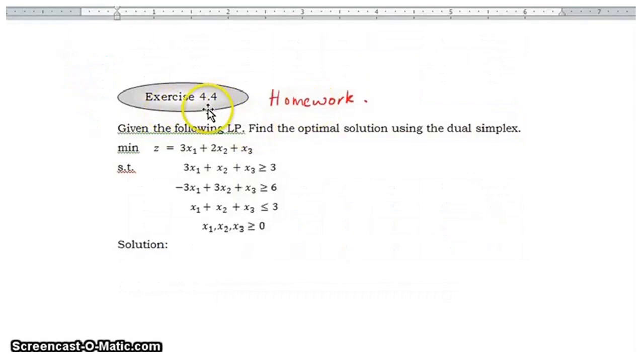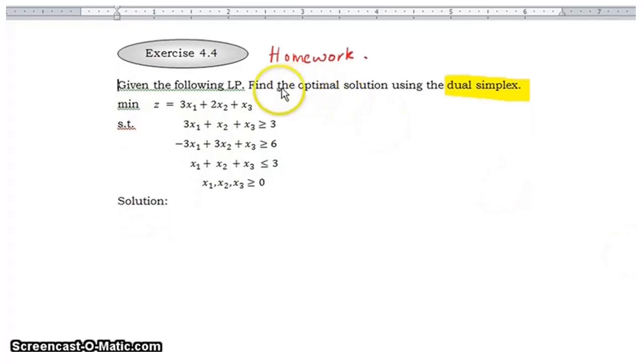Now, please do exercise 4.4 as your homework, where you need to find the optimal solution of this LP problem by using the dual simplex method. I will give you some guidelines on how to solve this problem. If the question asks you to find the optimal solution of this LP problem without stating any method, then you can solve this problem by using either the Big M method or the two-phase method.